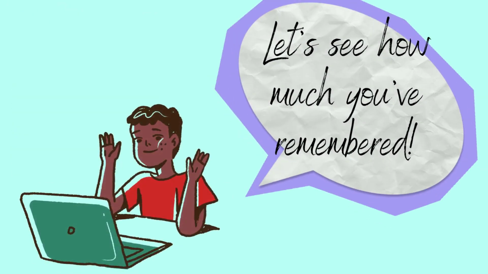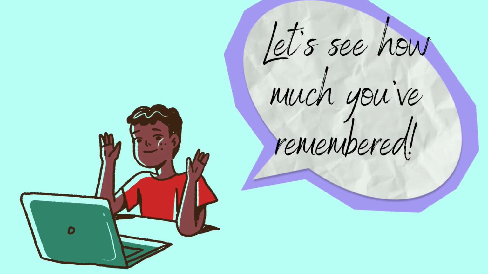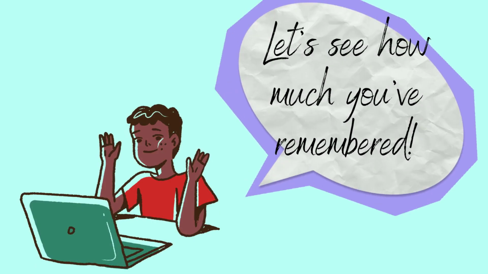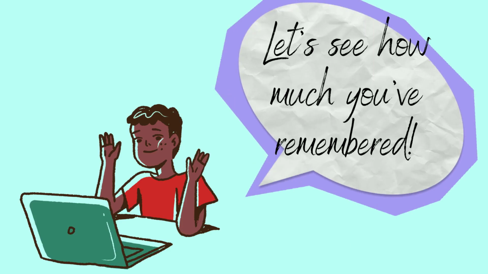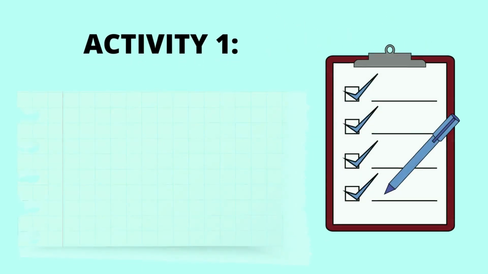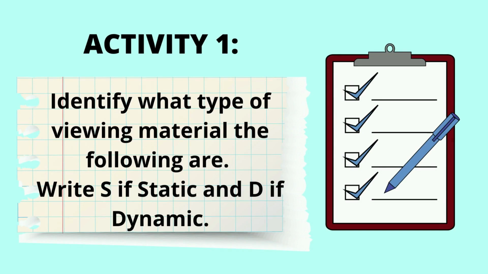Great! Now we have learned a lot of things about static and dynamic media. Let's see how much you've remembered through this next activity. Kindly prepare a piece of paper and your ballpen. For activity number 1, identify what type of viewing material the following are. Write S if the given media is static and D if dynamic. You have 60 seconds to answer this activity. If you think you will need more time to answer it, just pause the video.